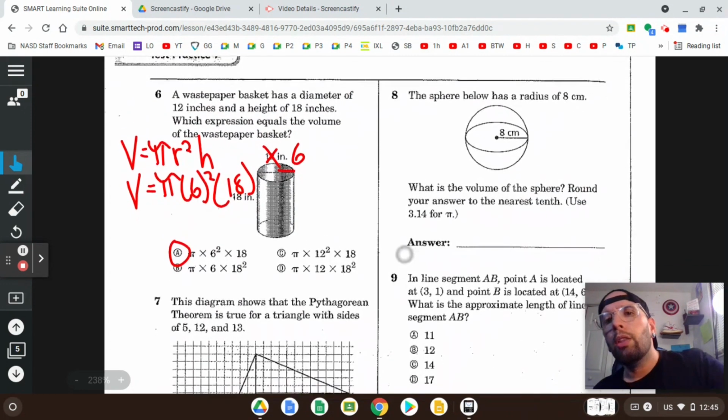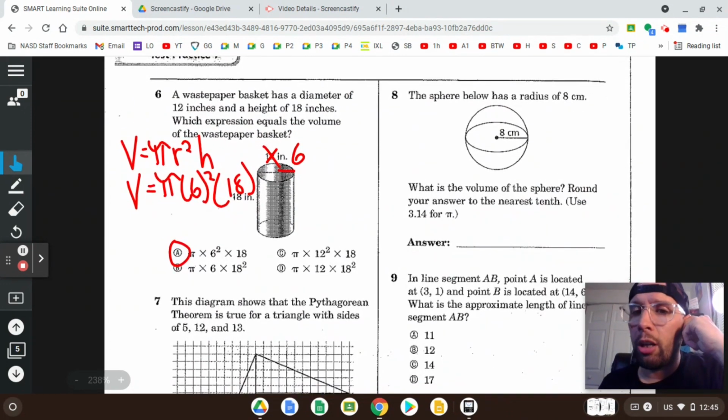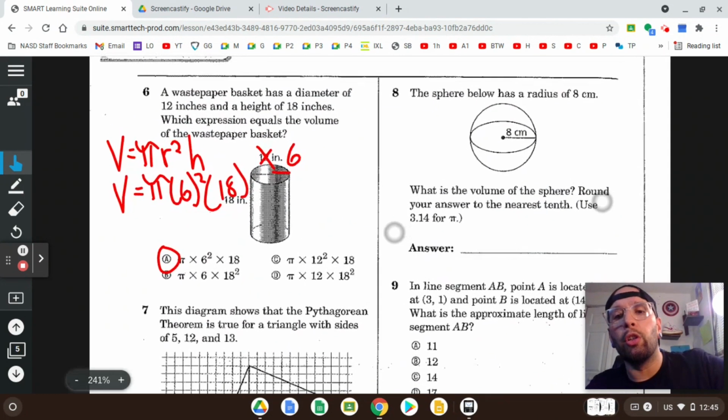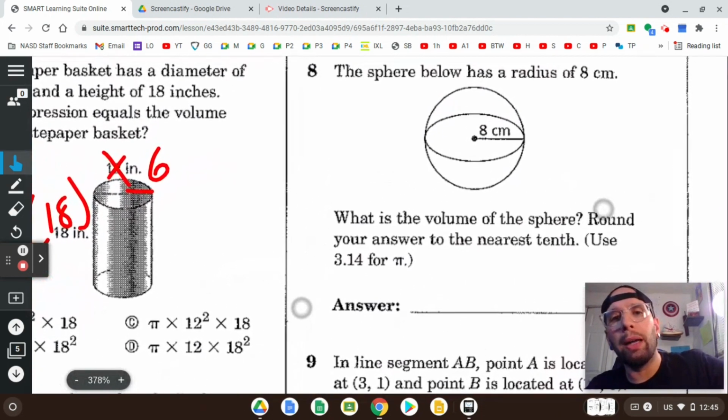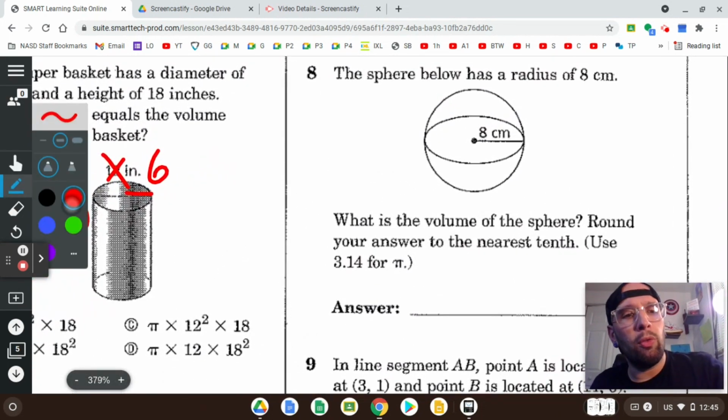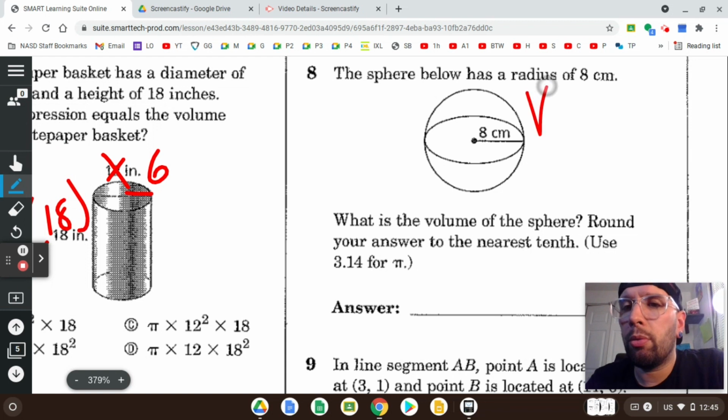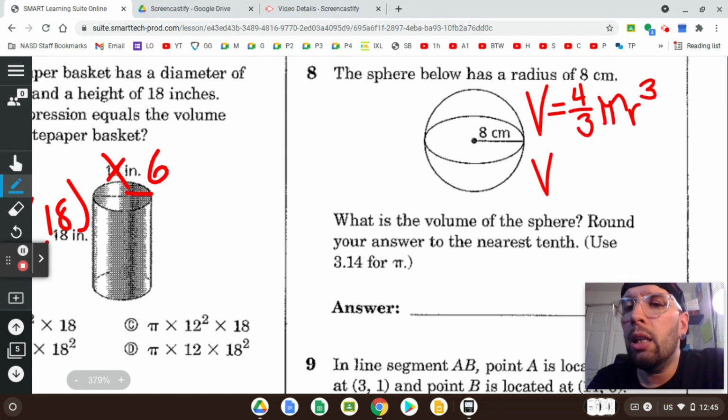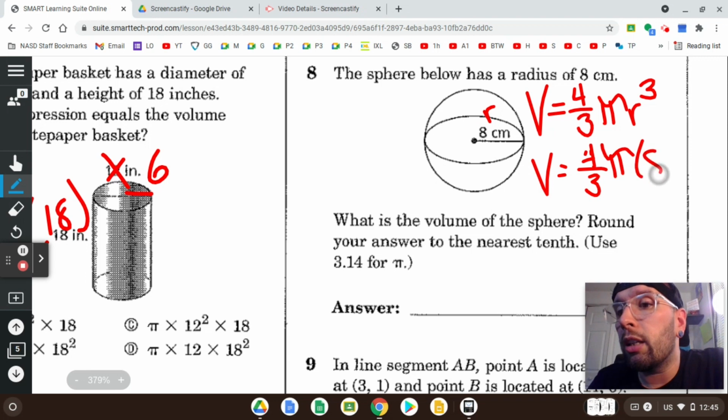The sphere below has a radius of 8 centimeters. What is the volume of the sphere? Use 3.14 for pi. All right, so V equals pi. Oh, this is a sphere, so 4/3 pi r cubed. V equals 4/3 pi. This is my radius, 8 cubed.